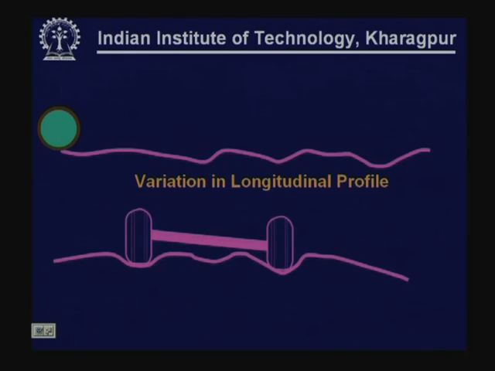Similarly, if your cross profile is undulating, it is not properly done, and there is a vehicle traveling on that road, you can see that there is going to be a swaying movement in the transverse direction, and this can cause a significant amount of discomfort. This can be unsafe as well.